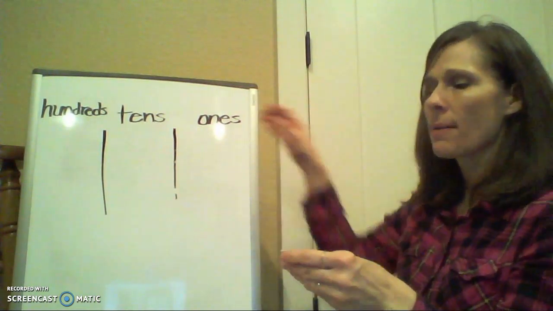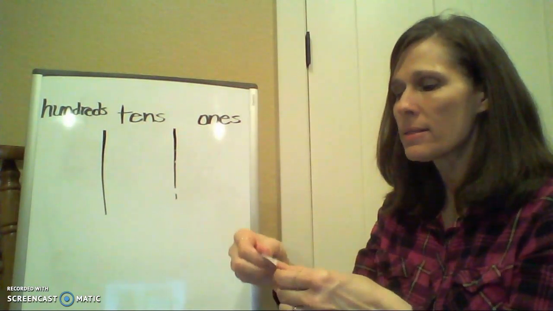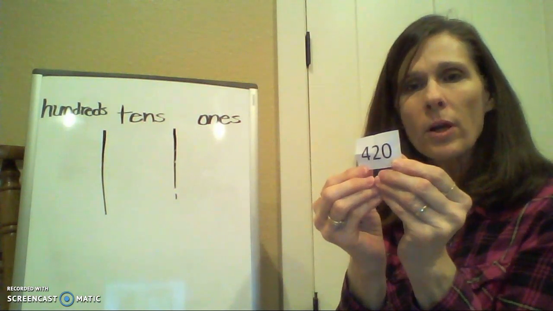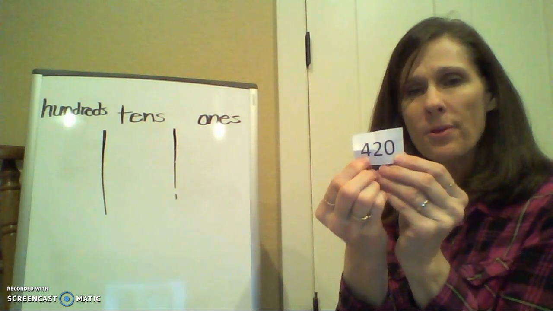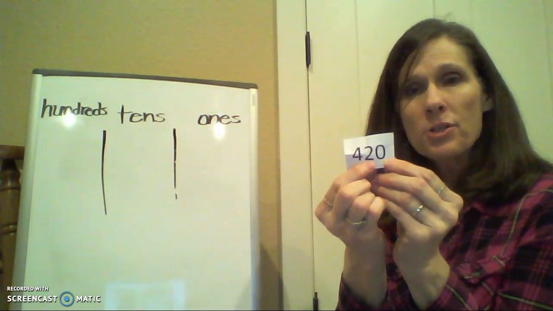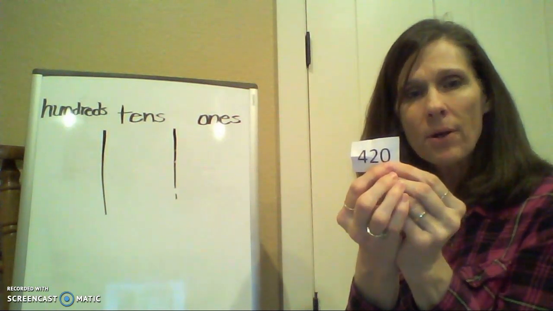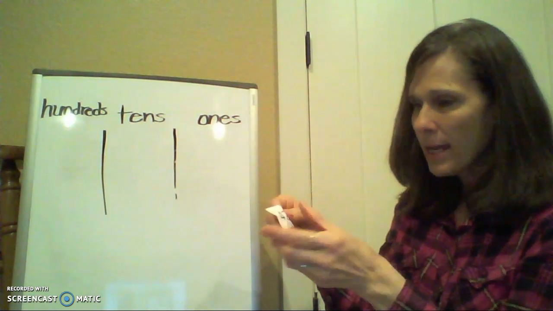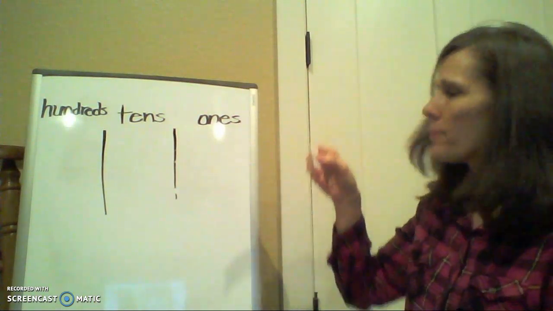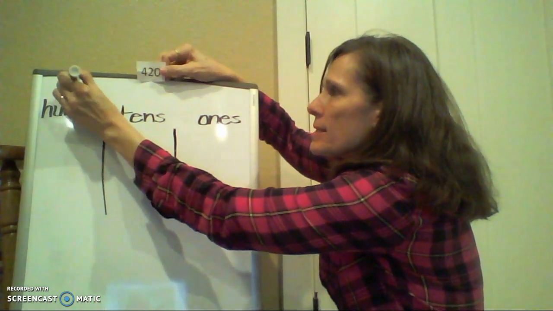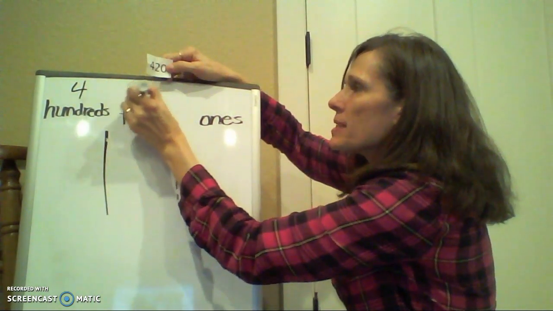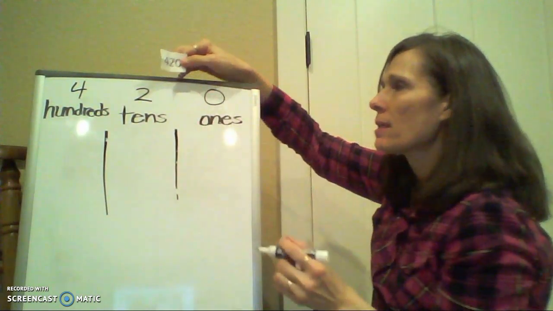Let's see, the next number that I have is 420. So the 4 is in the hundreds place, the 2 is in the tens place, and the 0 is in the ones place. Okay, so I'm going to write that up here on my board, right? So the 4 is in the hundreds, the 2 is in the tens, and the 0 is in the ones.